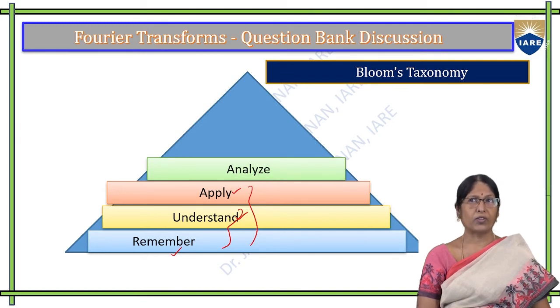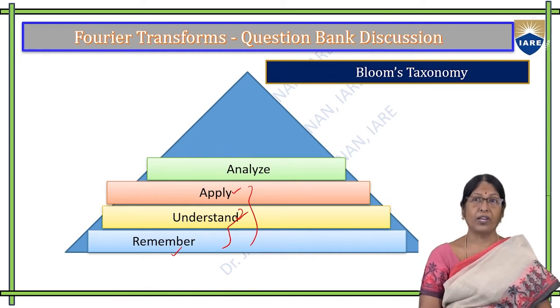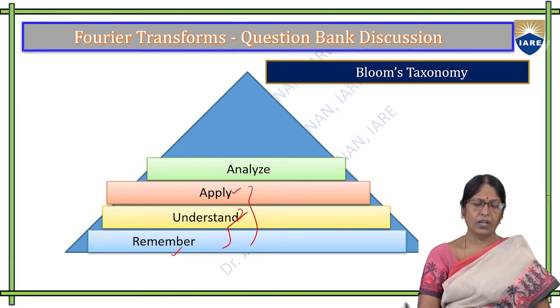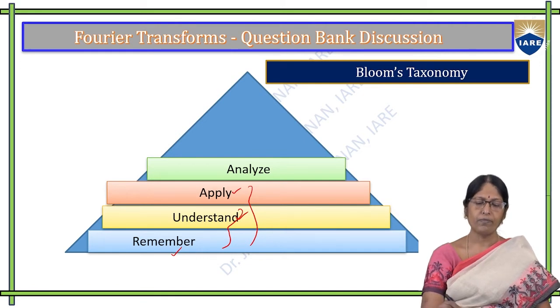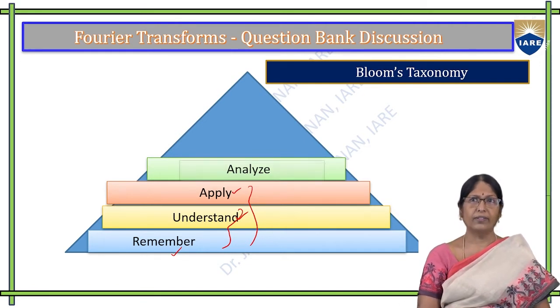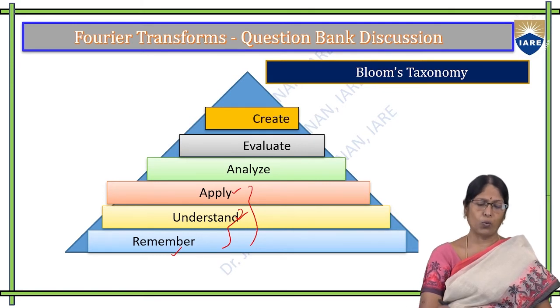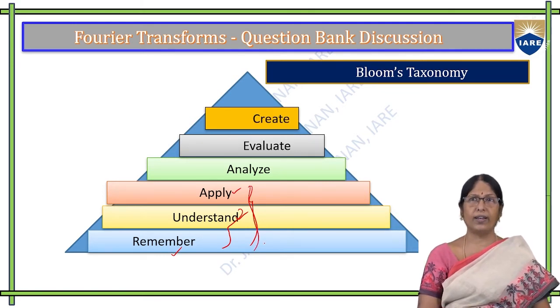According to Bloom's taxonomy, the fourth level is analyze. After application, this is a little higher level. But since the syllabus is taught to first-year BTech students, the question bank is prepared according to Bloom's taxonomy with these three levels dominating. The fourth level is analyze, the fifth level, a high level, is evaluate, and the last one is create. Our question bank contains questions only from the first three levels.